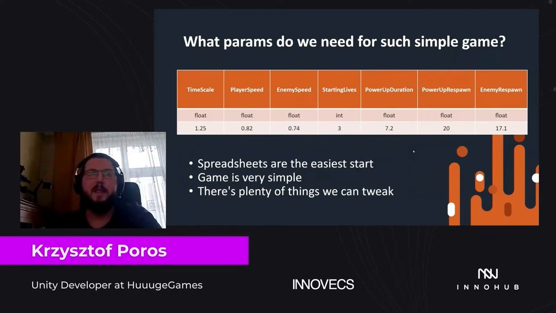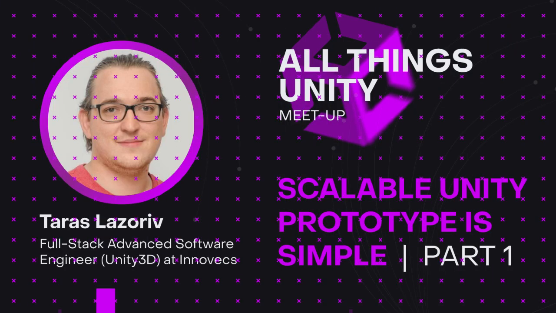For such a simple game, we have some params, like the time scale. We can use Unity's time scale, or we can have our own time management system where we can just tweak how fast or how slow the game is, changing the whole pacing. Like, is this game constantly chasing you so that you need to react fast, or maybe it's a more relaxed game? We may have the player speed and the enemy speed.